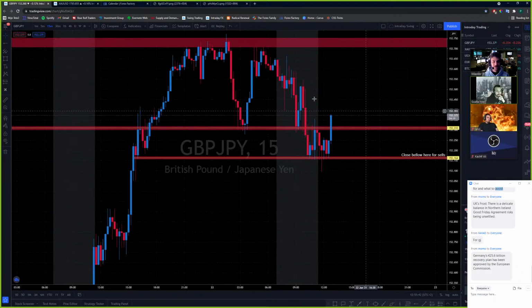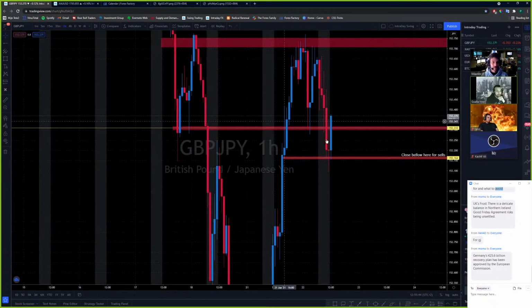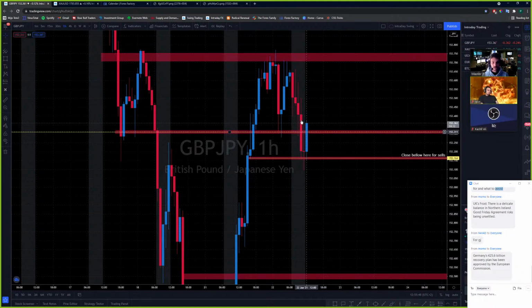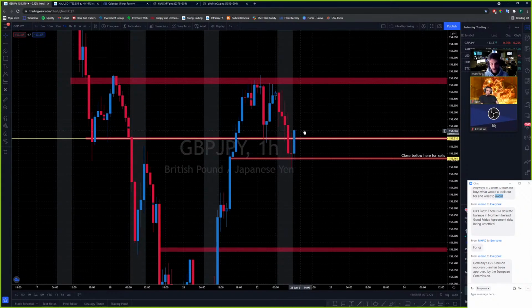Wow, mind is blown. We got 5 minutes to close until this hourly closes back in the range, but below the hourly range. So I think the selling opportunities are still going to be on the table.